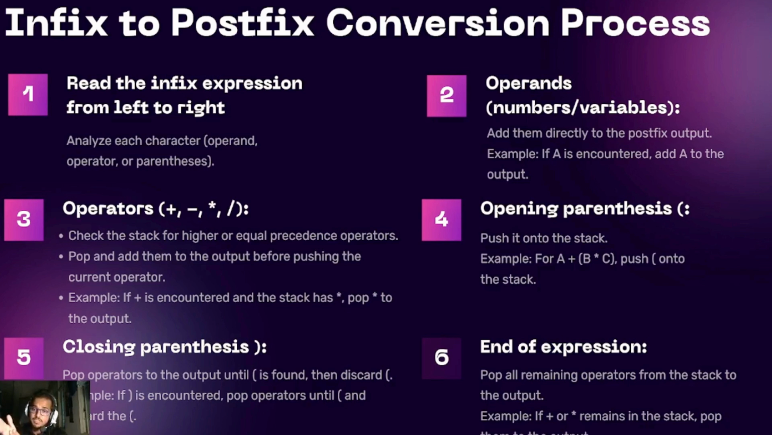Example: in the expression B into C closing parenthesis, if a closing parenthesis is encountered, we have to pop all the operators until the opening parenthesis. That is the multiplication symbol we have to pop. At the end of the expression, we have to pop all the remaining operators from the stack to the output. If plus or minus remains in the stack, pop them into the output.